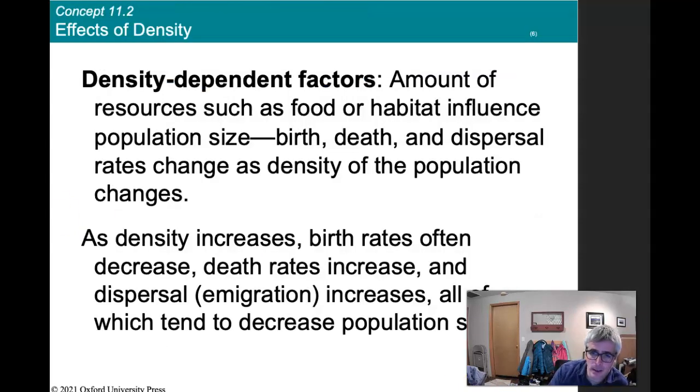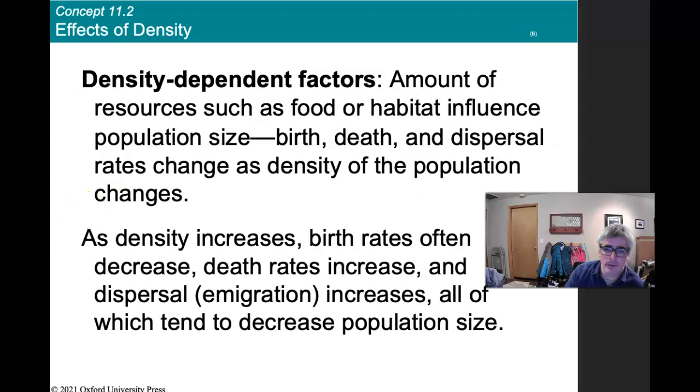Density dependent factors, the amount of resources. You can almost make an argument that everything has some level of density dependence. We're looking for more obvious density dependent factors, i.e. the amount of food or habitat relates to some measure of survivorship, birth, death, dispersal, etc. That changes with density. As density increases, birth rates often decrease, death rates increase, and dispersal, immigration increases, which all tend to decrease population size.